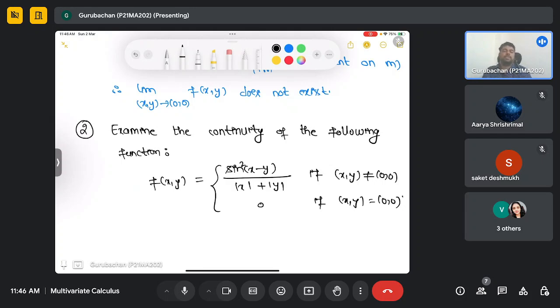So any suggestion, how can we approach this particular one? Anyone? Just give me a second.